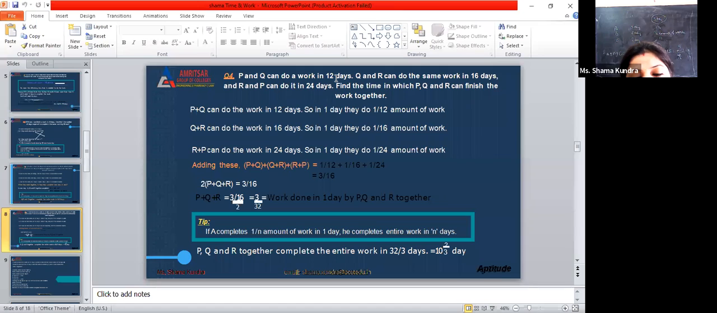In the previous sum, what we did was we added the individual one day work, A plus B plus C.